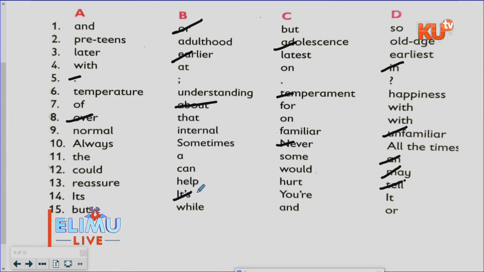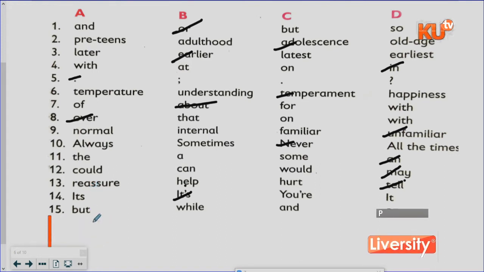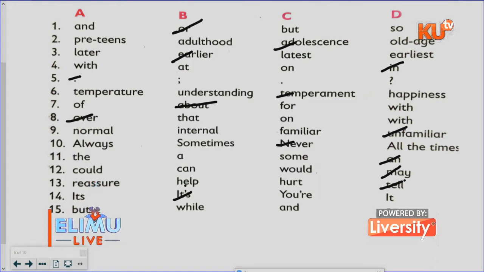But why? Because B is the short form of it is, when it has that apostrophe up there. When it does not have an apostrophe, it is referring to ownership, for example, it belongs to me. It's.